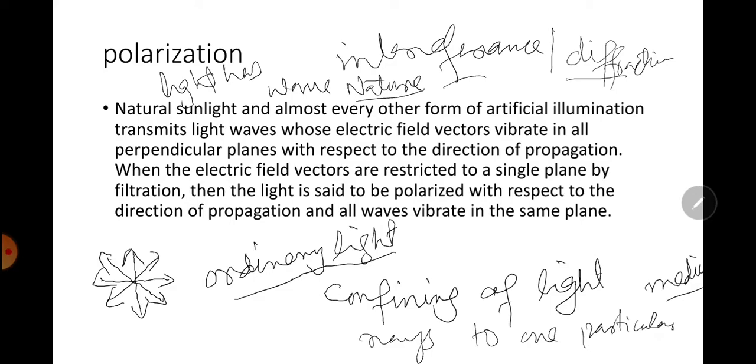But these phenomena, however, don't give information on whether light waves are longitudinal or transverse. Polarization is the process by which the electric and magnetic vibrations of light waves are restricted to a single plane.